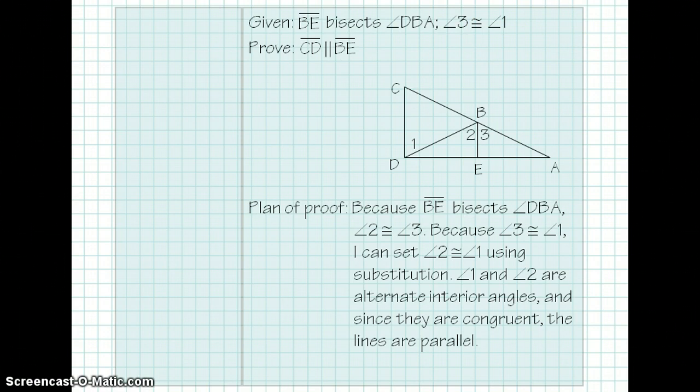Now, if you look at, where is my point? There it is. If you look at this line here, these are the two lines that I'm trying to prove parallel. 1 and 2 are alternate interior angles. And so once I prove that those two are congruent, then that proves that these two lines are parallel. So that's the idea that we're going to work with here.